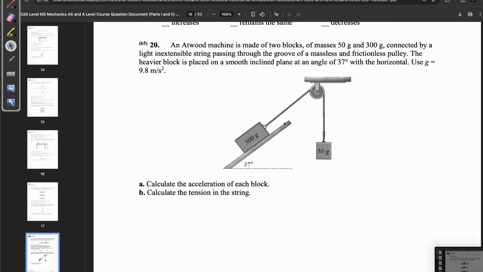An Atwood machine is made out of two blocks of masses 50 grams and 300 grams, connected by a light and inextensible string passing through the groove of a massless and frictionless pulley. The heavier block is placed on a smooth inclined plane at an angle of 37 degrees with the horizontal.